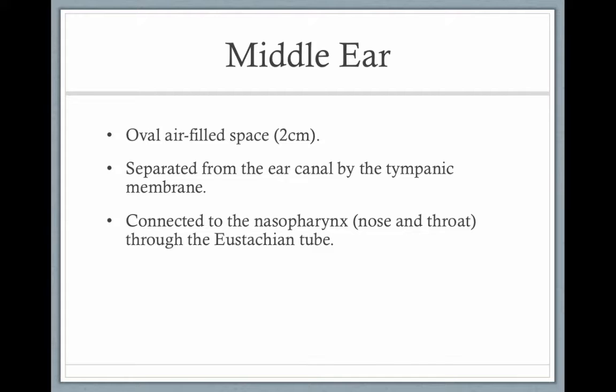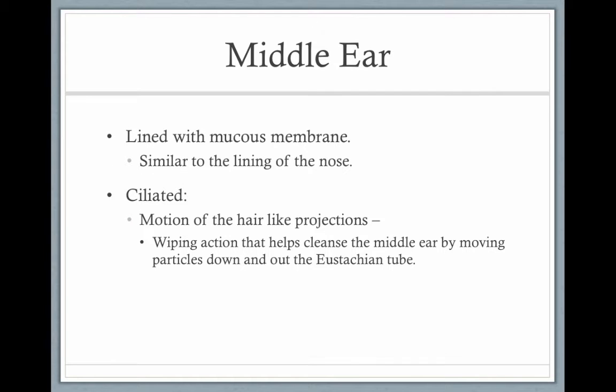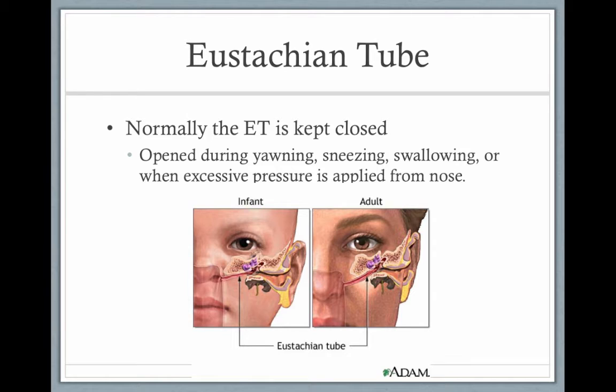So again, it should be filled with air, and it's connected to your nasopharynx through your Eustachian tube. It's lined with skin that's similar to your nose, and you have these hair-like projections that wipe and clean the middle ear by moving particles down and out through the Eustachian tube. Normally, the Eustachian tube is kept closed, but it's open during yawning, sneezing, swallowing, when there's excessive pressure applied from the nose.